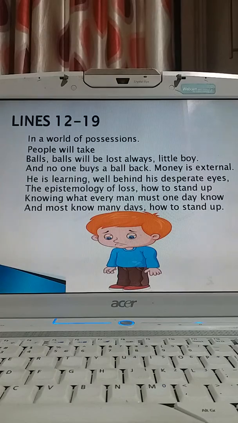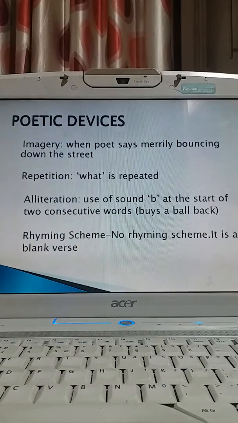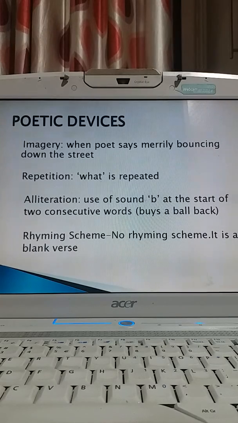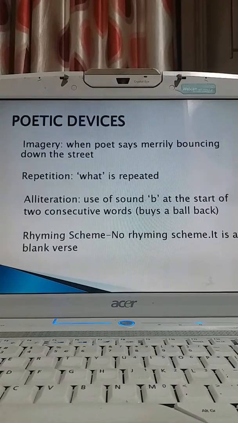There is no rhyming scheme throughout the poem, as you've already seen. So, a poem that doesn't have a rhyming scheme is referred to as a blank verse. That is, without any rhyming scheme. This is all you need to know in the rhyming scheme for this particular poem.